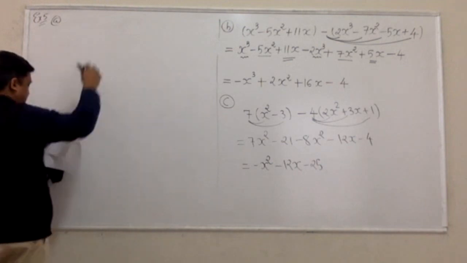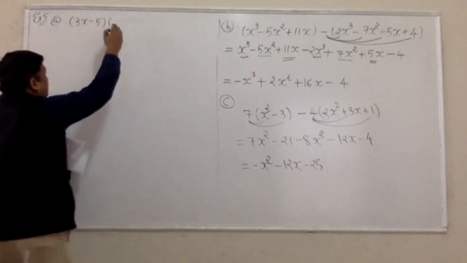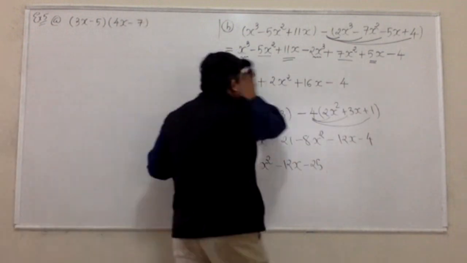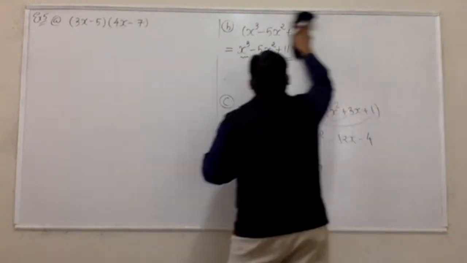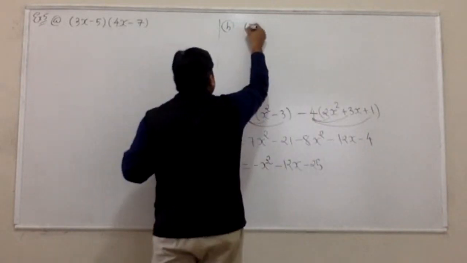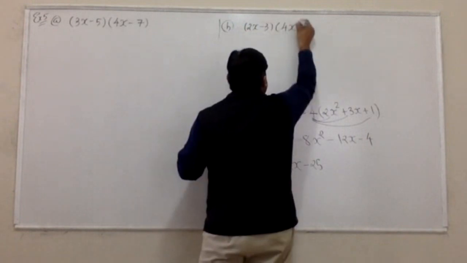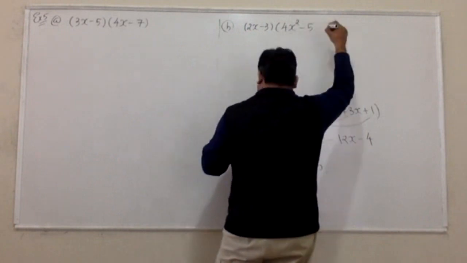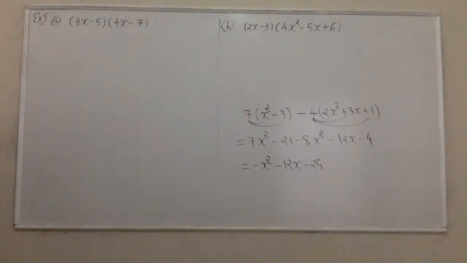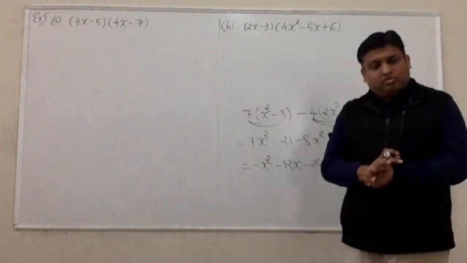We would like to multiply 3x minus 5 with 4x minus 7, and we would also like to multiply 2x minus 3 with 4x squared minus 5x plus 6.